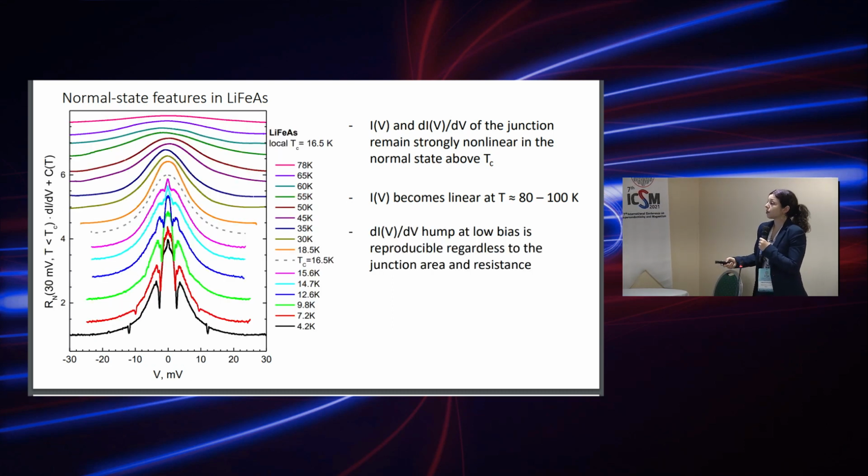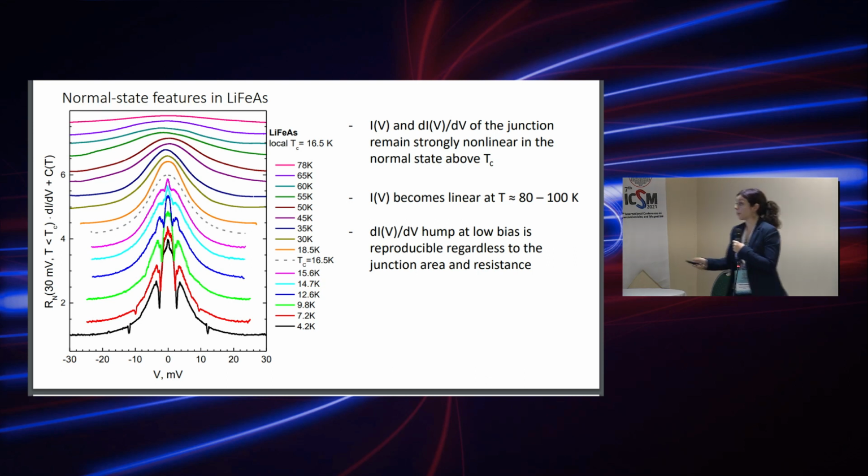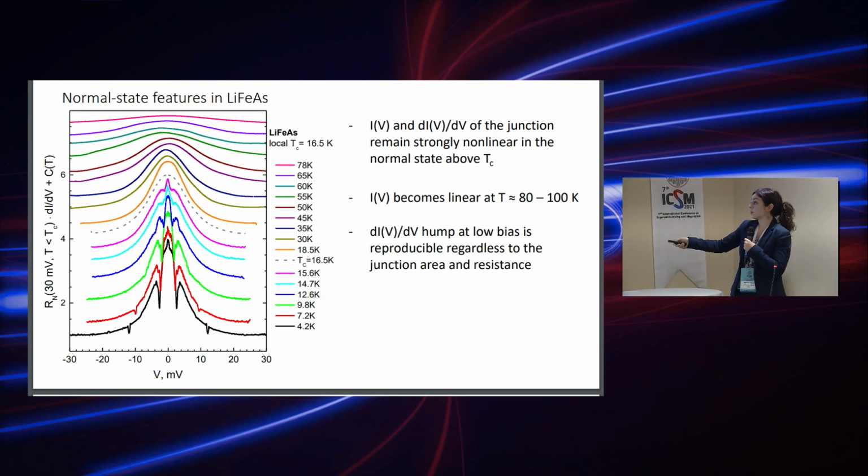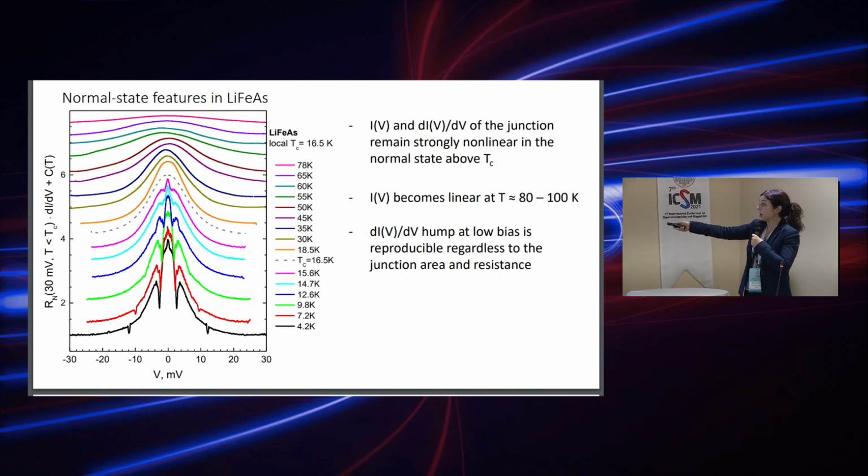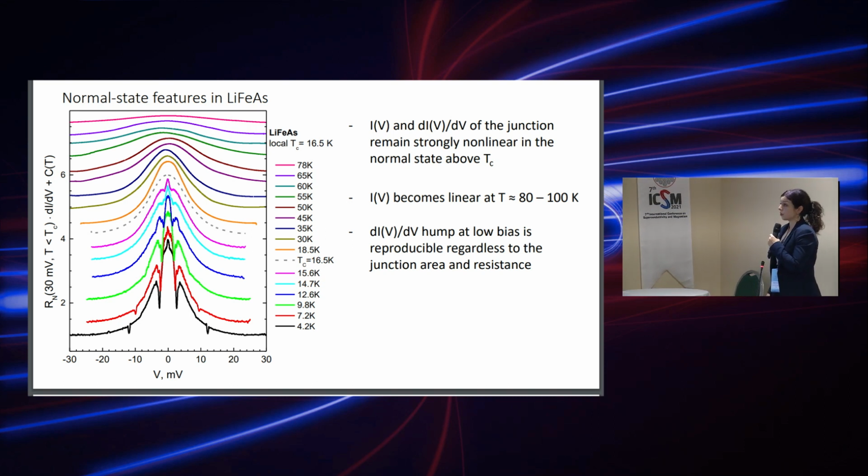This nonlinearity is also present in the dI/dV spectra. The spectra are shifted vertically by hand for clarity. The dashed line corresponds to the critical temperature Tc, and we can see a pronounced dynamic conductance hump at lower bias voltages. This hump gradually smears and almost disappears at higher temperatures.